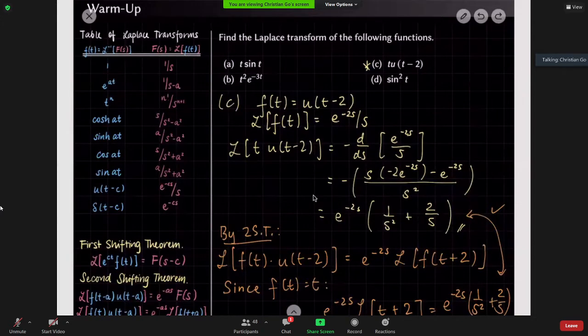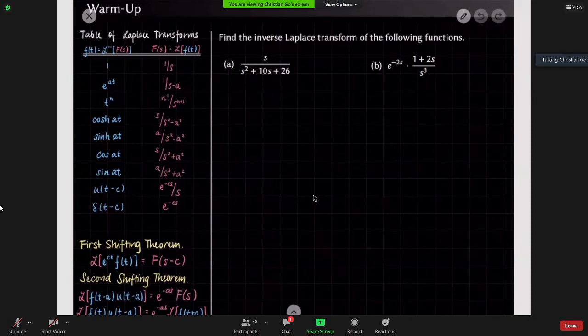Okay, any questions? None? Okay, good. Okay, inverse Laplace transform of these two functions, are these okay, or do these need some work? Are people okay with these two inverting the Laplace? Are people good with this? Does anyone need either of these to be worked on, or no?